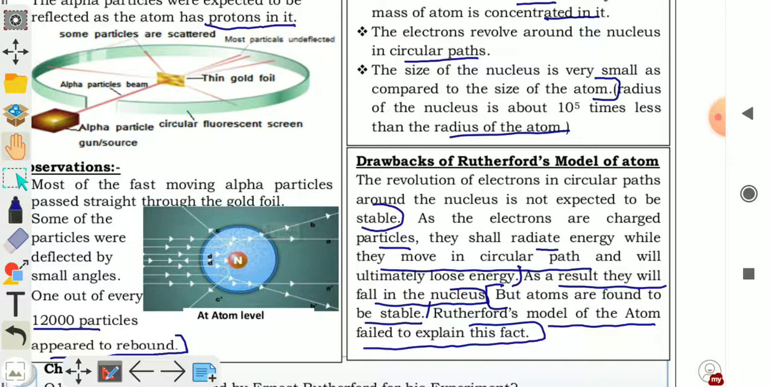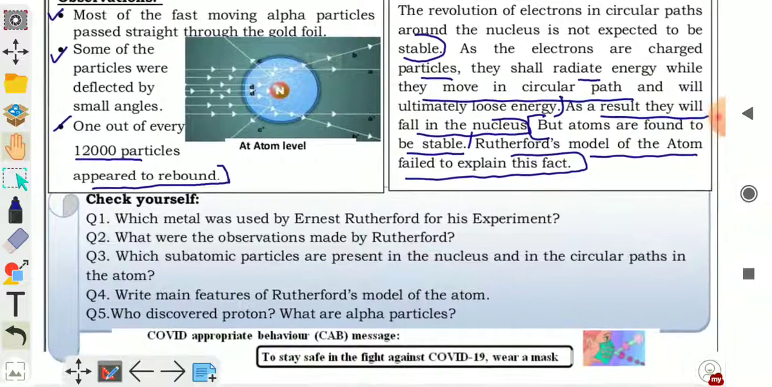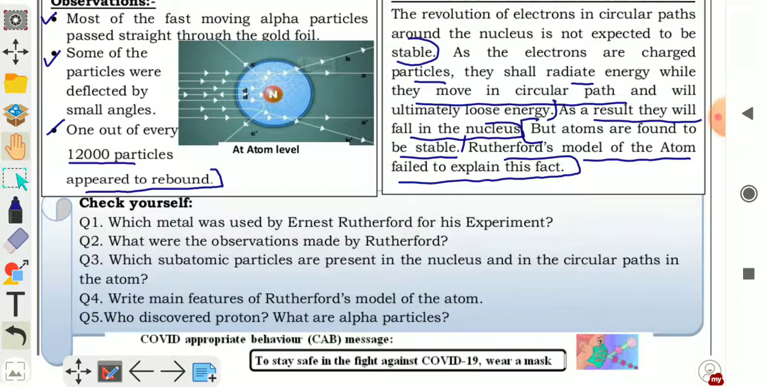Now we will discuss question answer. Your first question is, which metal was used by Ernest Rutherford for his experiment? So children, what will be the answer? Your answer should be gold. Gold metal was used by Ernest Rutherford for his experiment. You have to write in full sentence.